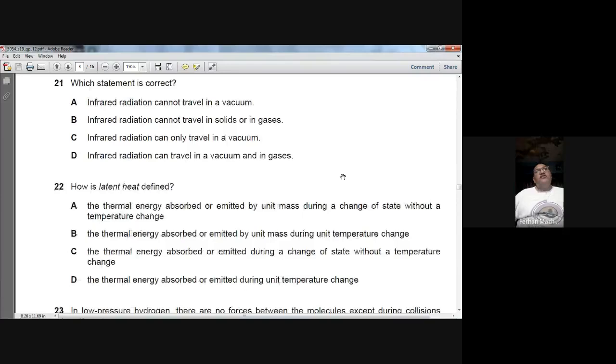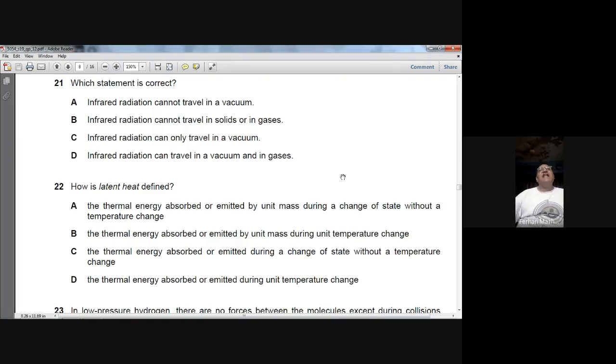Question number 21 is on your screen. Which statement is correct? Infrared radiation cannot travel in a vacuum. That's wrong. Infrared radiation cannot travel in solids or in gases. It can travel in gases.